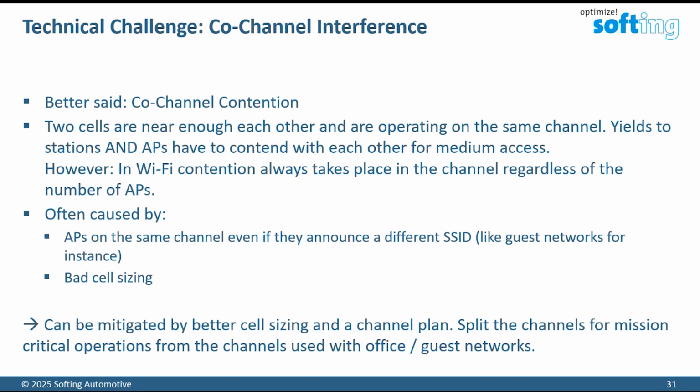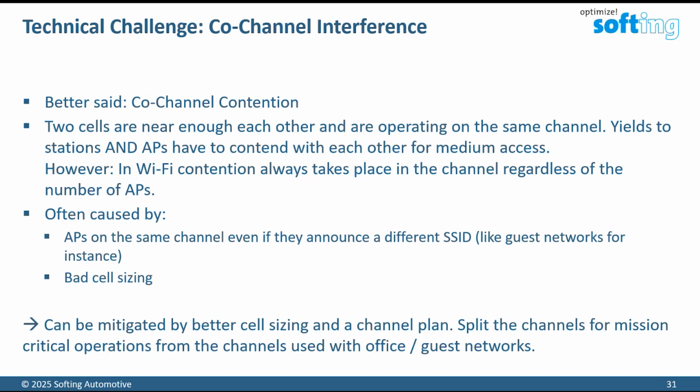The issue or the challenge that occurs with it is that if you have multiple APs sending out on the same channel and they are close enough to each other to influence each other, so that two cells are near enough and are operating on the same channel, then you have contention from both sides, from the clients and from the access points. Typically, this is caused by APs that announce a different SSID but use the same channel and are close enough, like guest networks, for instance, and bad cell sizing.